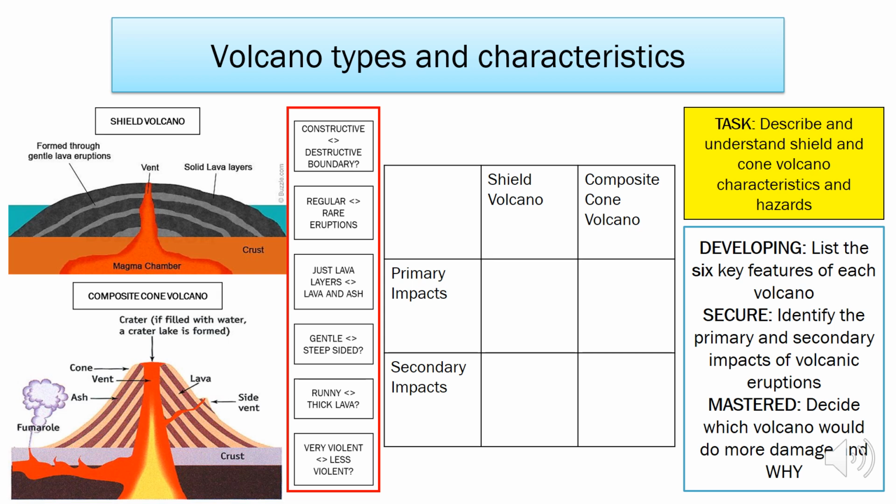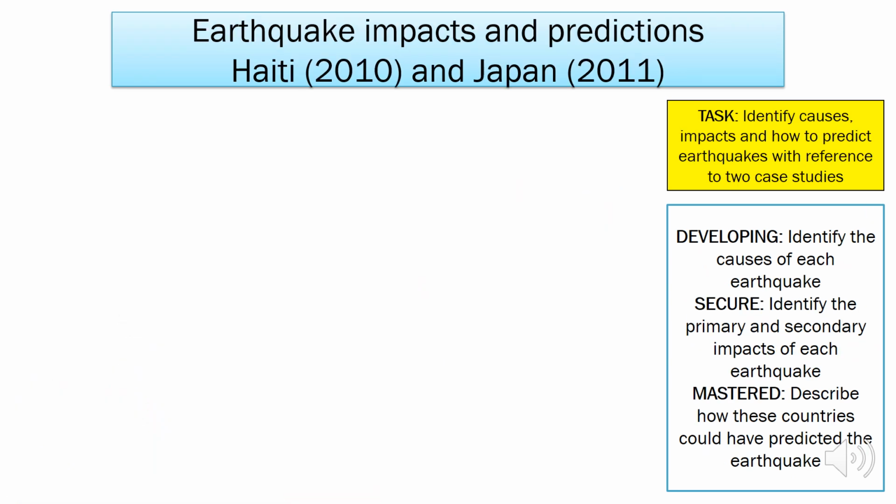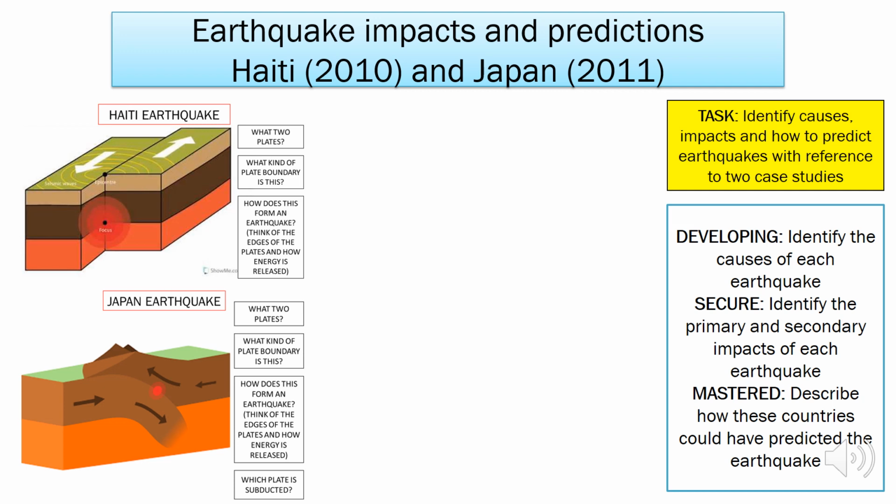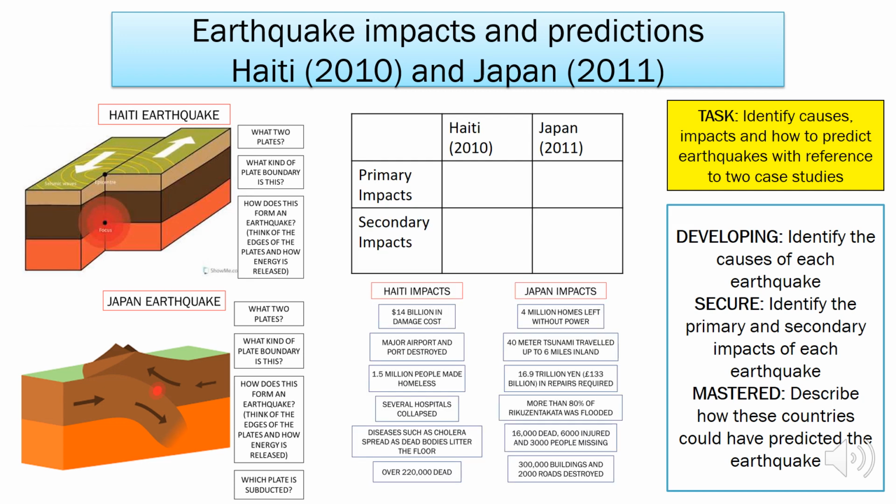The final part of your learning journey is looking at 2 earthquake case studies, specifically Haiti in 2010 and Japan in 2011. Your task is to identify the causes of each earthquake, the impacts, and use your work from week 4 to describe how these countries could predict earthquakes in the future. On the attached resource PowerPoint of this lesson are also the questions and the information needed for each earthquake to complete each level task.